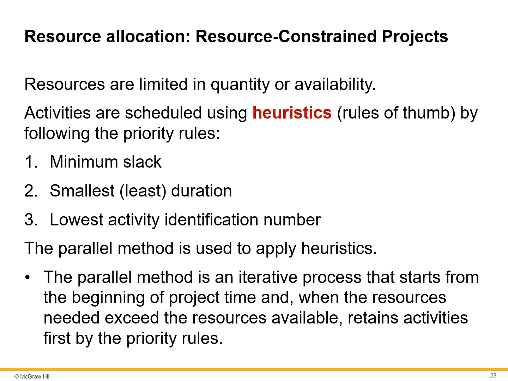Projects involve resources that are limited in quantity or by their ability. These activities are scheduled using heuristics, meaning rule-of-thumb methods, that focus on three priority rules: minimum slack, smallest duration, and lowest activity identification number. When the number of people or equipment is not adequate to meet peak demand requirements, and it is impossible to obtain more, the project manager faces a resource-constraint problem.